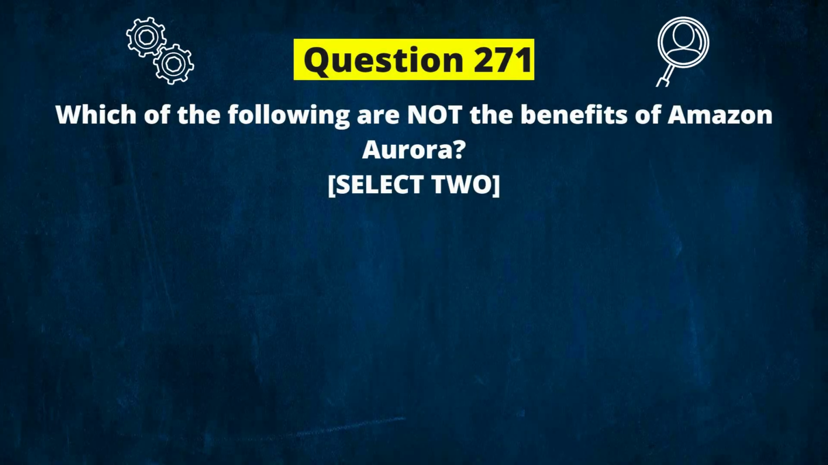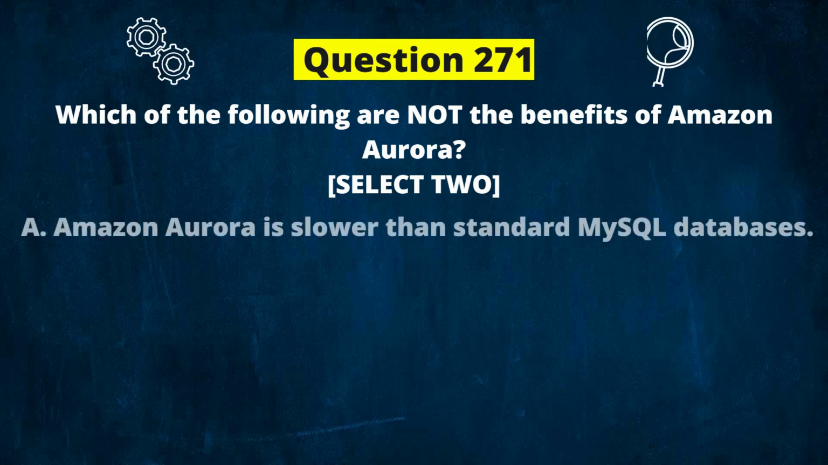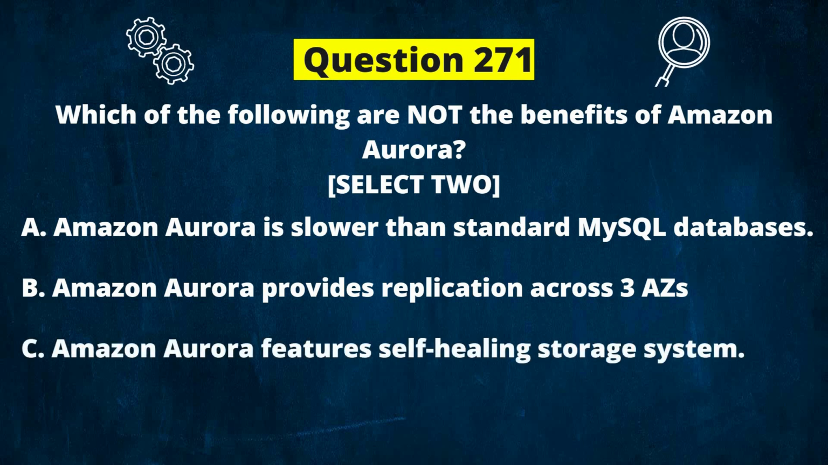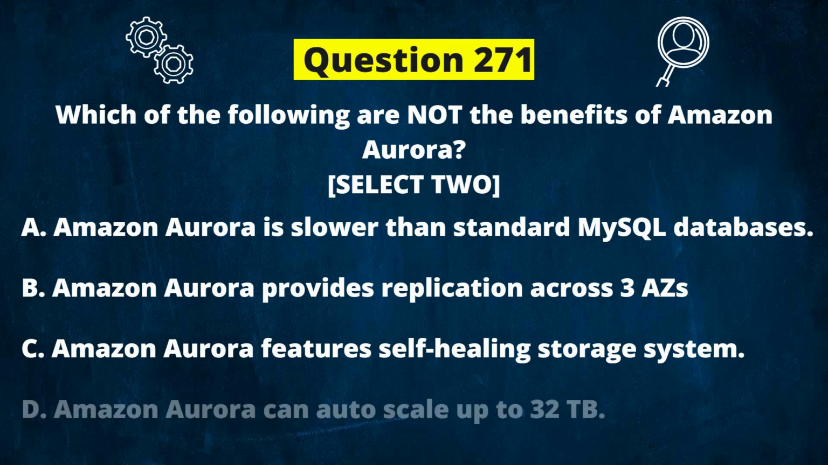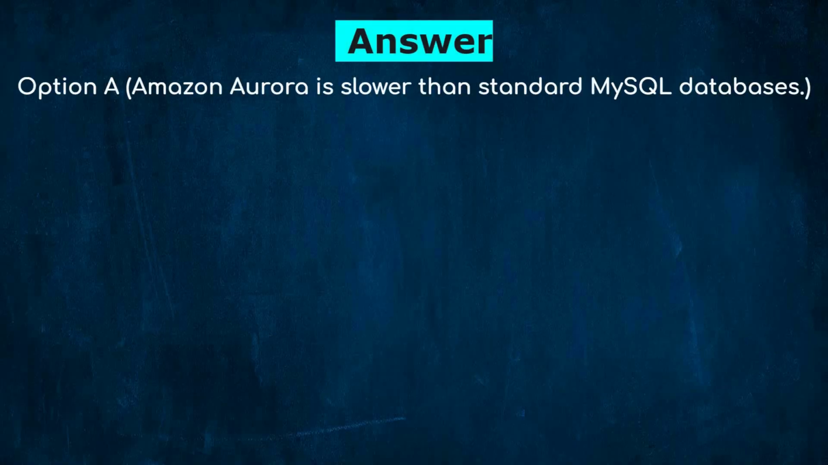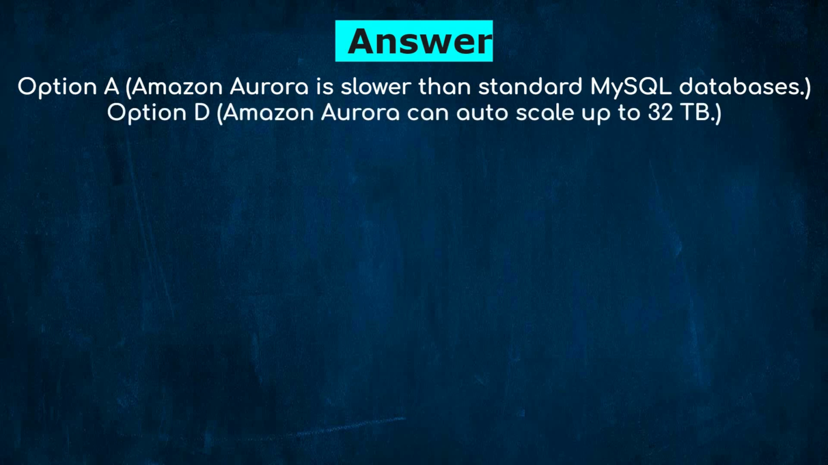Next question. Which of the following are not the benefits of Amazon Aurora? Select two options. The options are: A. Amazon Aurora is slower than standard MySQL databases. B. Amazon Aurora provides replication across 3 AZs. C. Amazon Aurora features self-healing storage system. D. Amazon Aurora can auto-scale up to 32 TB. And the correct answer is option A, Amazon Aurora is slower than standard MySQL databases, and option D, Amazon Aurora can auto-scale up to 32 TB.